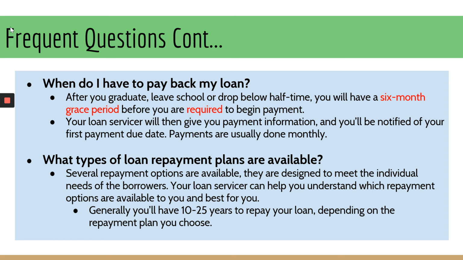Now, what types of loan repayment plans are available? There are several actually, and they're designed to meet you and your needs. So go ahead and contact your loan servicer to help have a better understanding of what kind of options are available to you and what's best for you. Generally, you'll have 10 to 25 years to repay your loan, depending on what repayment plan you do choose.